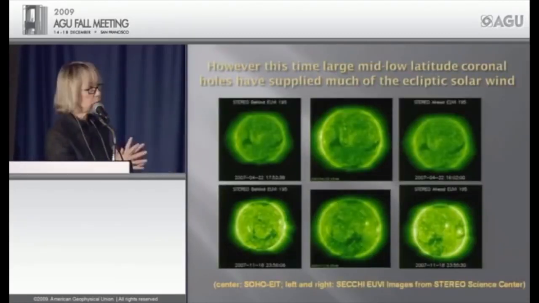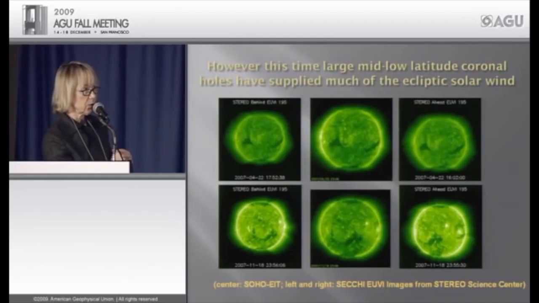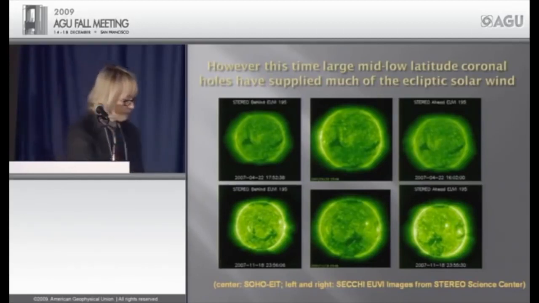But this time around, we've had plenty of very large, low-latitude, open field regions on the sun, coronal holes. These dark regions are where the solar wind has been emanating from, especially in the 2007-2008 timeframe. And this has affected what the heliosphere has experienced.